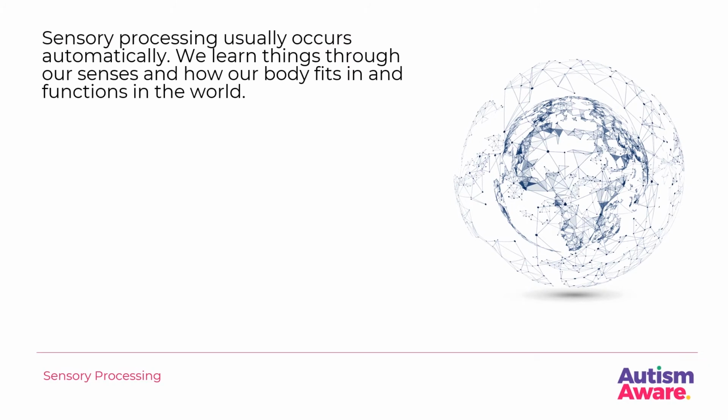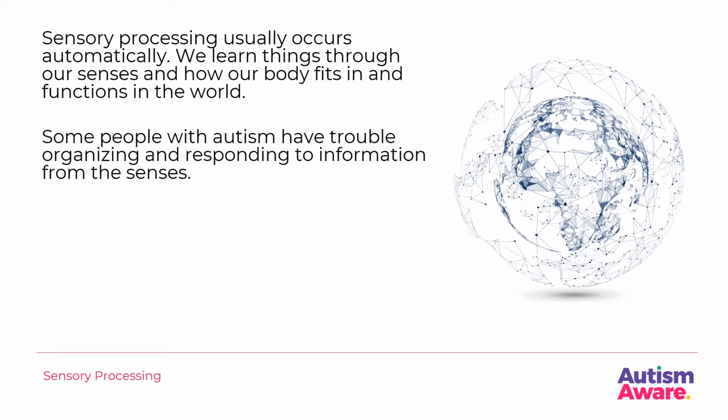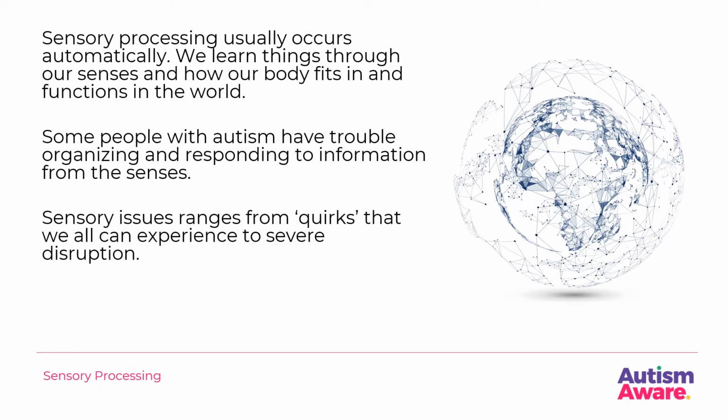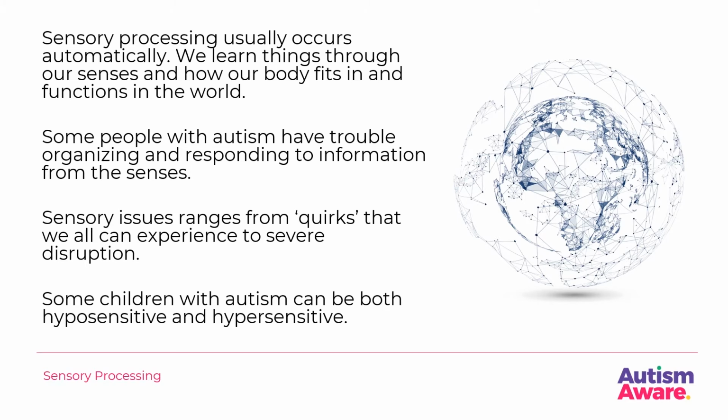Sensory processing usually occurs automatically. We learn things through our senses and how our body fits in and functions in the world. Some people with autism have trouble organising and responding to information from the senses. Sensory issues range from quirks that we can all experience to severe disruption. Some children with autism can be both hyposensitive and hypersensitive.